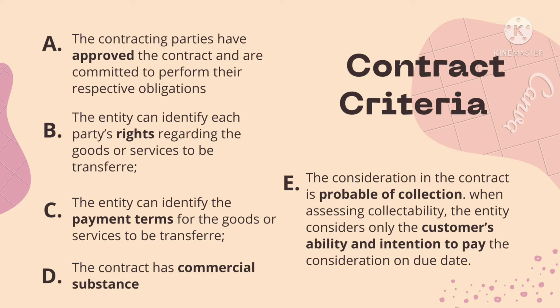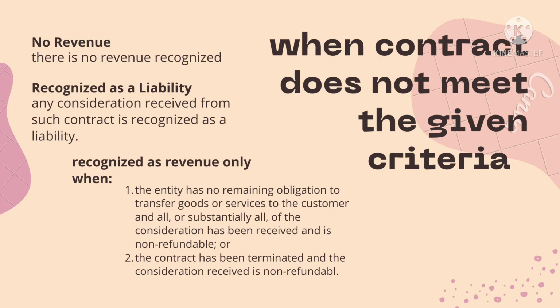When assessing collectability, the entity considers only the customer's ability and intention to pay the considerations on due date. When a contract does not meet the following criteria, no revenue is recognized. Any consideration received from such contract is recognized as liability and recognized as revenue only when either of the following has occurred. First, the entity has no remaining obligation to transfer goods or services to the customer and all, or substantially all, of the consideration has been received and is non-refundable. Or, the contract has been terminated and the consideration received is non-refundable.